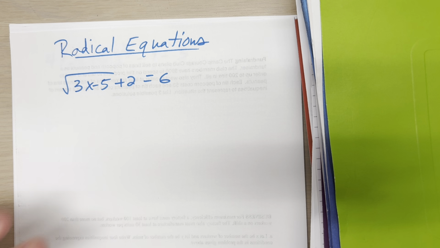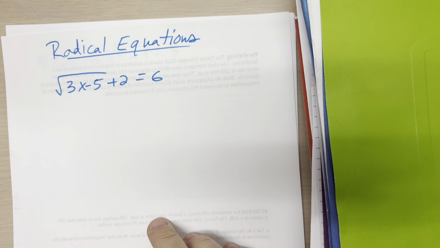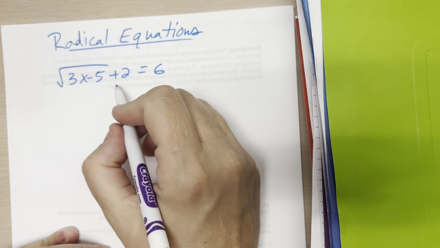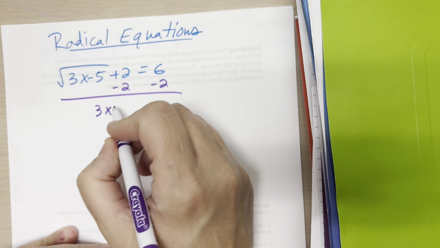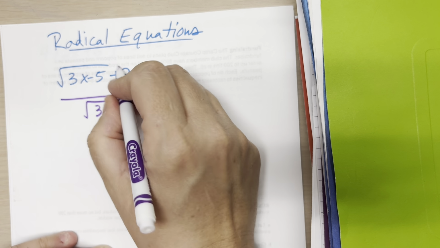In this video, we are going to be solving radical equations, which is super fun. In order to do this, we want to isolate the radical first. So in this first problem, we are going to start by subtracting a 2 from both sides. That leaves us with the square root of 3x minus 5 being equal to 4.